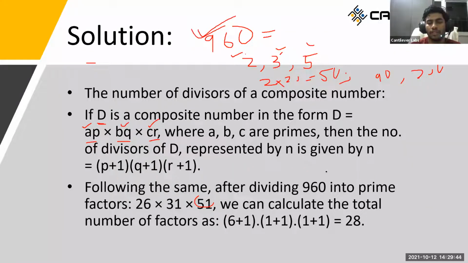Following the same, after dividing 960 into prime factors, 2^6 multiplied by 3^1 multiplied by 5^1, we can calculate the total number of factors as 6 plus 1, 1 plus 1, and 1 plus 1, which would be 7 multiplied by 2 multiplied by 2. That would be 28. Okay.